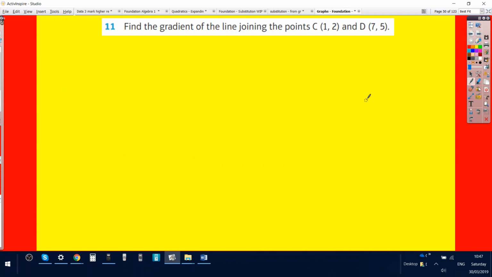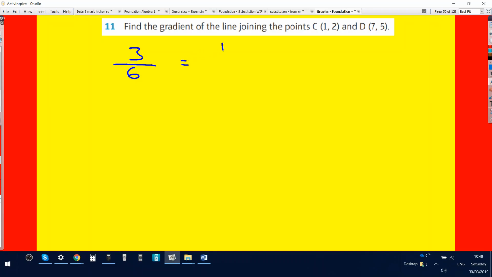This one? Okay, so it would be the change in y over the change in x. So the change in y is 3. Mm-hmm. The change in x is 6. So 3 divided by 6 is a half. Yeah. That's good.